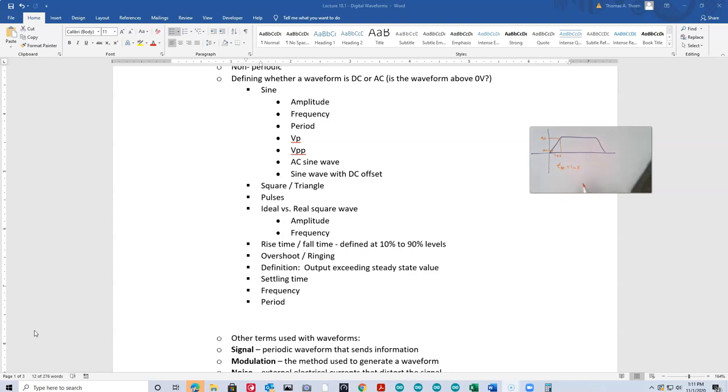So, for example, if that took 1 nanosecond, the rise time would be 1 nanosecond. If it took a microsecond, it'd be a microsecond. But it's not defined as the zero to maximum value. And there's reason for that, because we can have what I'll describe shortly as overshoot, which makes that a little harder to define.